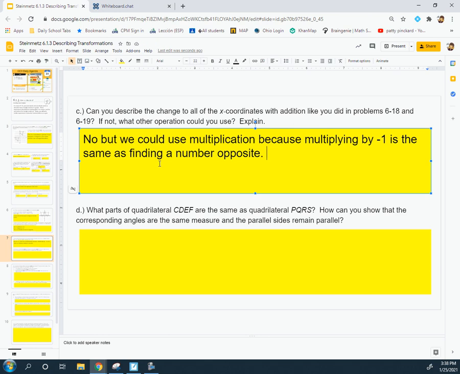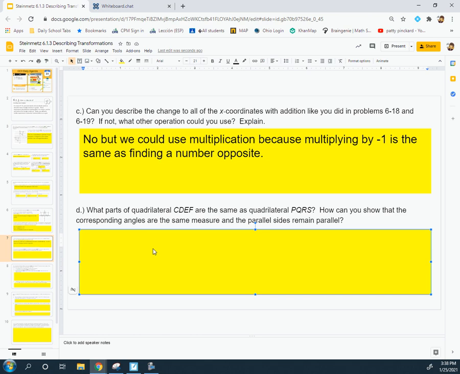What parts of quadrilateral CDEF are the same? Okay, and how can we tell? So they're the same because they created a congruent shape, and we could say that CD is the same as PQ. It's just going to follow around the shape. They go in the same order. So C and P, D and Q, E and R, F and S will always create the same.